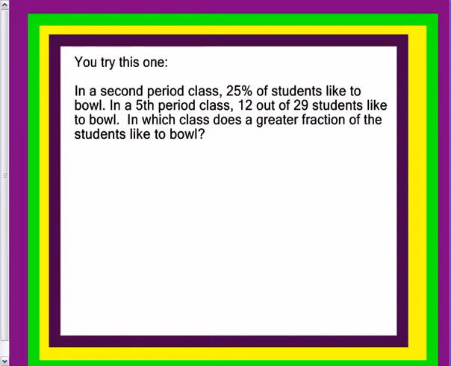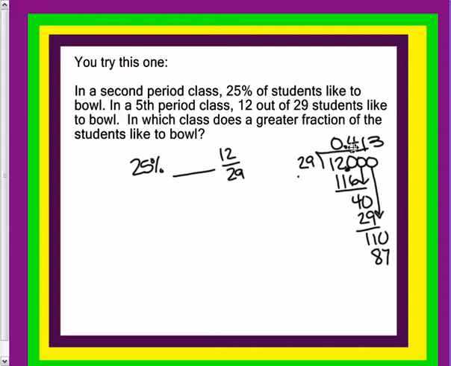Okay? All right, you go ahead and try this one. Make sure you pause the video because I'm going to go through the answer right now. Make sure you also are striking through anything. Remember, we talked about that in the beginning of the year. All right, make sure you strike through any unnecessary information. All right, so 25% of the students like to bowl, and 12 out of 29 is what we're comparing. Okay, so I've gotten this far. So I know that 12 out of 29, if I do long division, is going to be about 41.3%. Okay, so this class has more that like to bowl. Okay, let's look at a couple more.